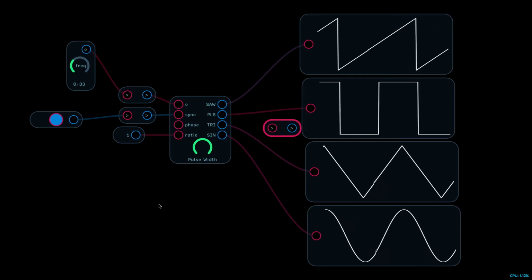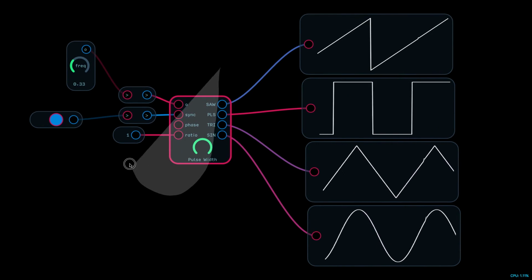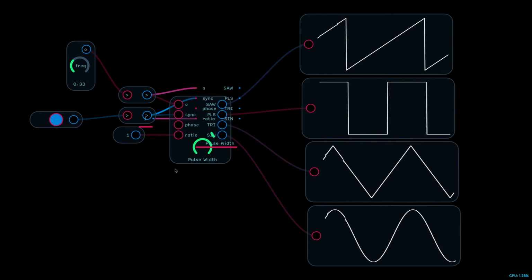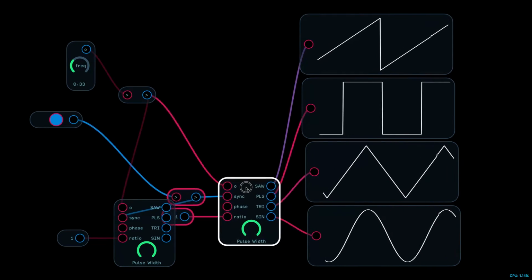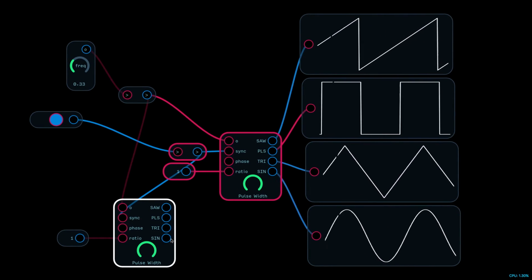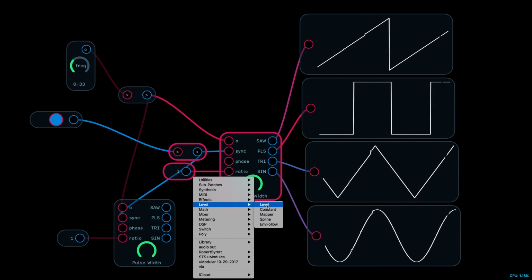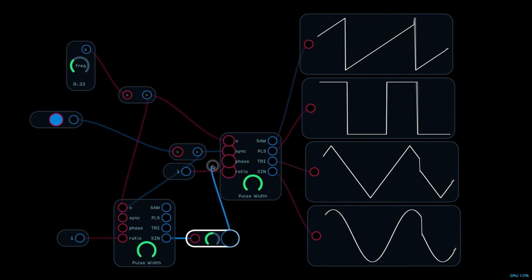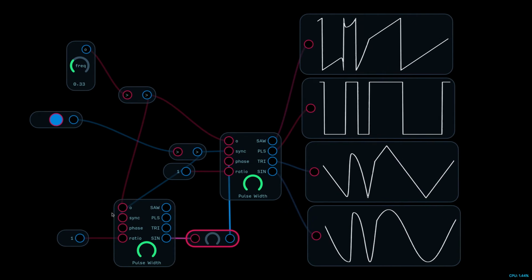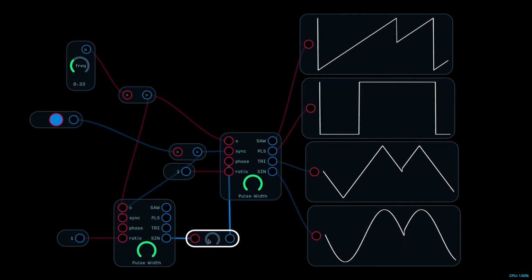Oops. Copy and paste and move this over here. Sine wave. Oh, let's have a level. Attenuating the signal is actually a pretty important part of phase modulation. It's called the modulation index. Let's synchronize these oscillators. And here we go.